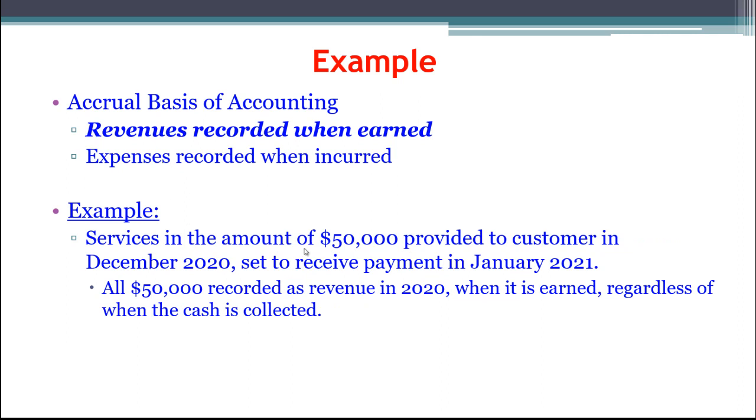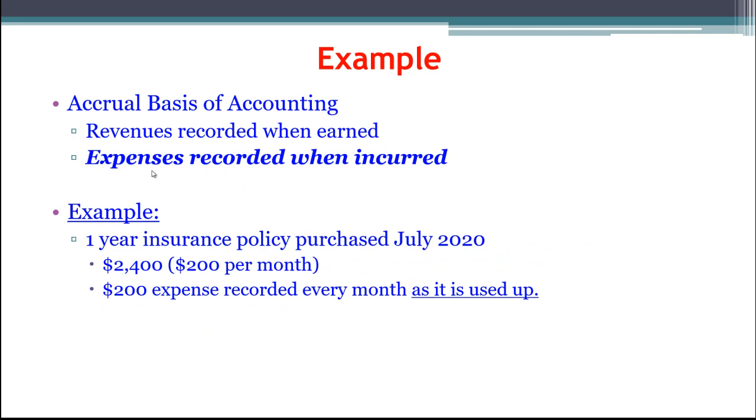Let's take a look at the next one, where we have the services of $50,000 that were provided in December of 2020, but they didn't get collected until January of 2021. All $50,000 of that is going to be recorded as revenue in 2020 when it was earned, regardless of the fact that the cash didn't get collected until later. The expenses are going to be recorded when they are incurred. So that 1-year insurance policy, that $200 per month will be recorded as an expense every single month as it is used up, regardless of when we paid for it.